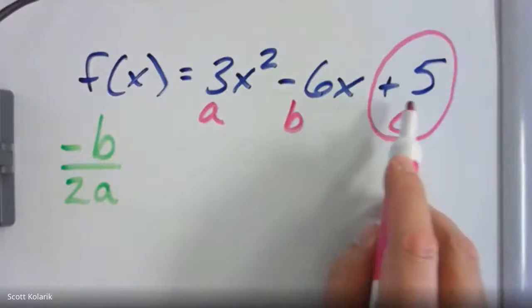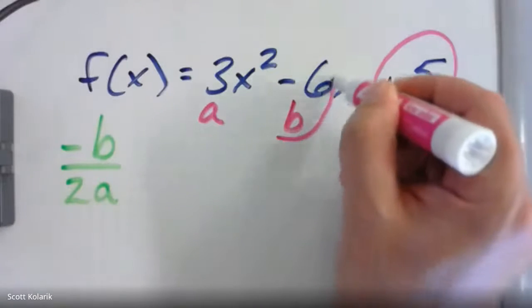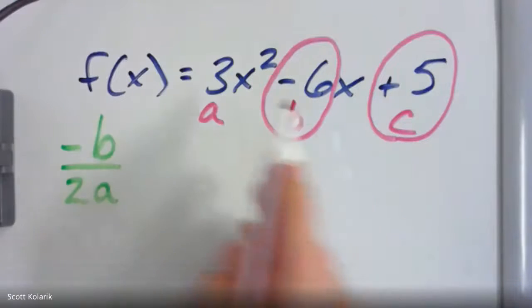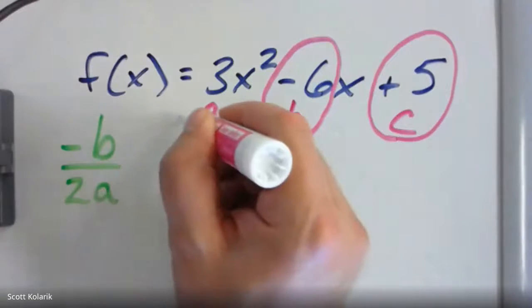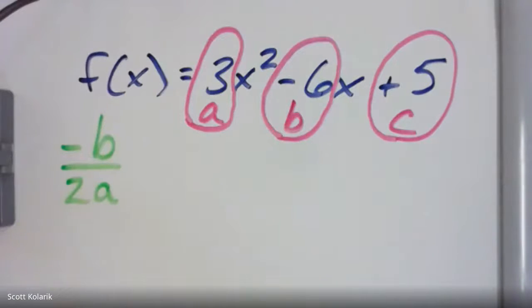So for instance, that positive is attached to the 5. This negative is attached to the 6. So b is a negative 6. That tends to be something that a lot of students lose track of. Just be careful with it. And then this 3 is positive, so a is a positive 3. Okay, so there's a, b, and c.